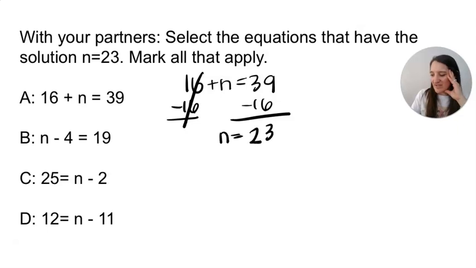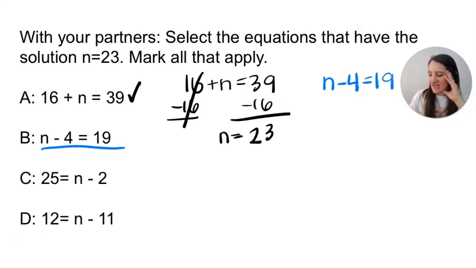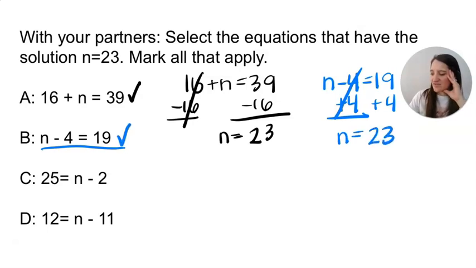N equals 23, so that one worked. Let's do a different color for this one. N minus 4 equals 19. That's a minus 4, so I'm going to add 4. And I have n equals 23. That one's also n equals 23.